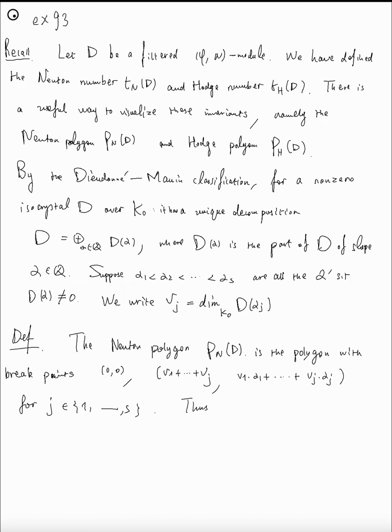Thus, the endpoint of this Newton polygon is h, which is the dimension of D, and then tN of D comes from the formula to compute this Newton number using slope times dimension of the corresponding D alpha j and the summation, right?